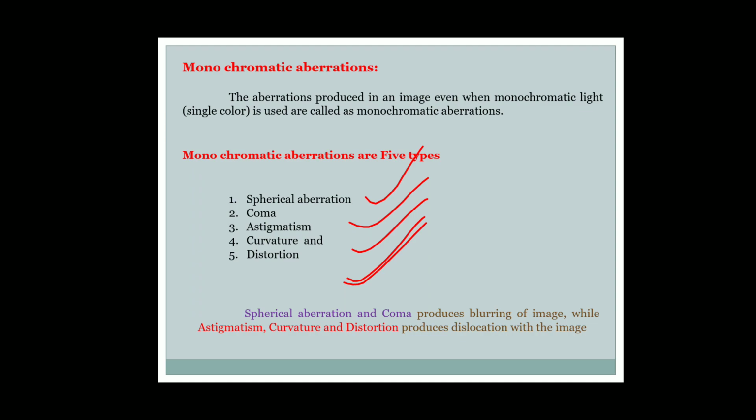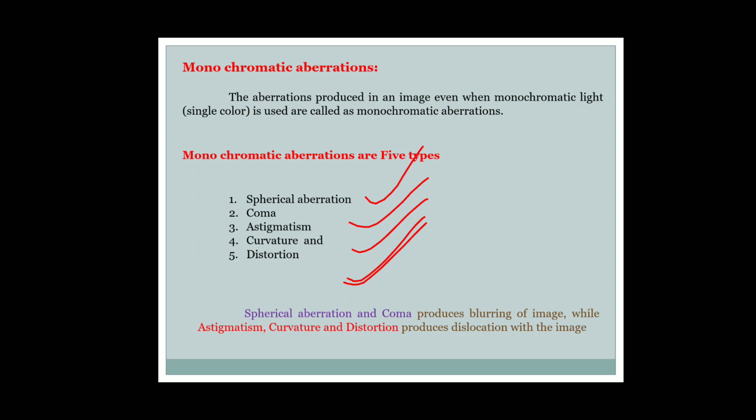In case of coma, the object is a point object. It is slightly off the axis, which is nothing but some distance from the principal axis. In this case, the image formed by the lens is just like a comet shape. So this is called coma.